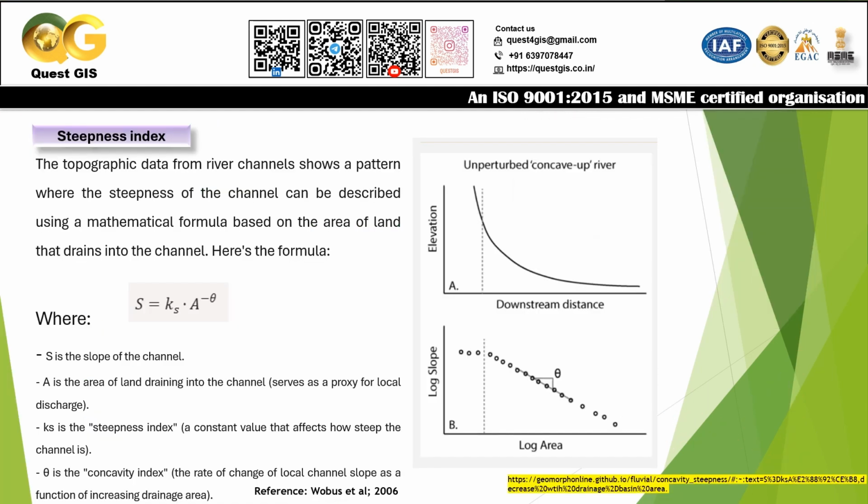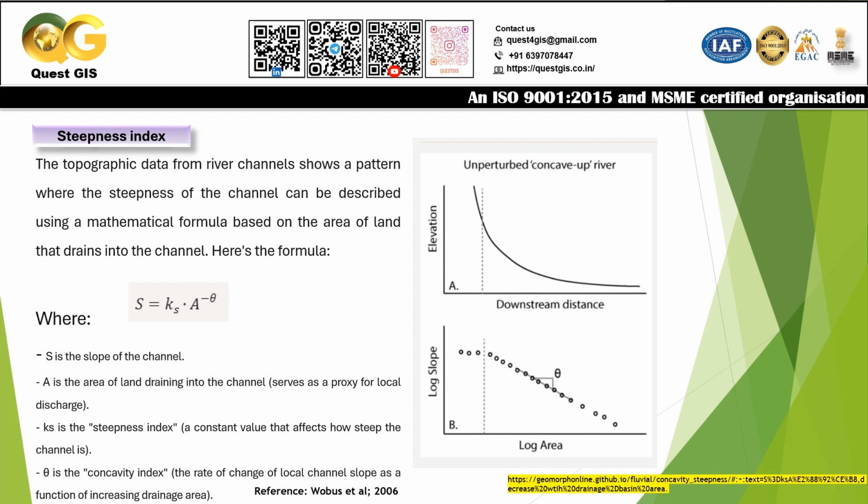So let's learn how we can define the steepness index. Basically the topographic data from any river channel shows a pattern where the steepness of the channel can be described, right? And it can be defined using a mathematical formula where you see the relationship between the slope of the channel and the area of the land that drains into the channel.